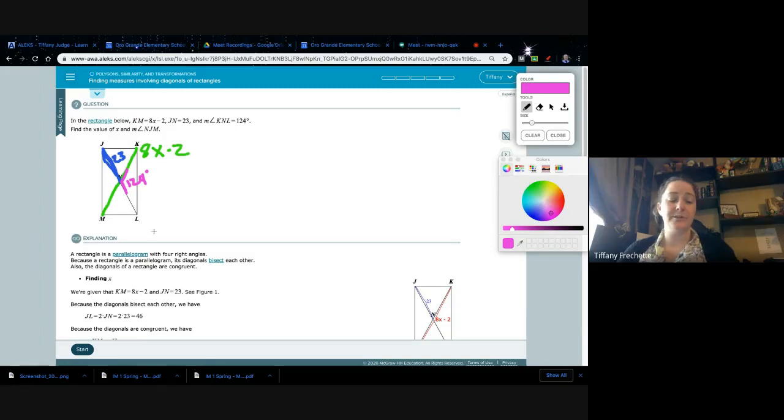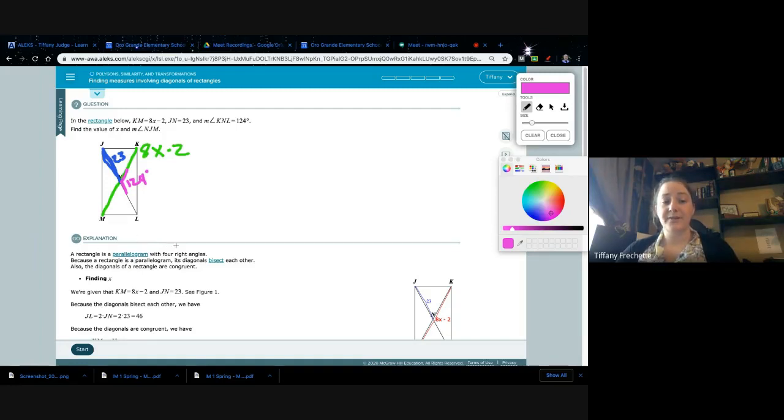So first, a rectangle is a parallelogram with 4 right angles. Parallelogram, if you didn't remember what that meant, you can click on it, and this will open up and tell you what a parallelogram is. It's in the word parallelogram. Parallel means that it has 2 pairs of parallel sides. Pair meaning left and right, that's one pair, those are parallel, and then top and bottom, that's another pair, those are parallel. So 2 pairs of parallel sides makes it a parallelogram.